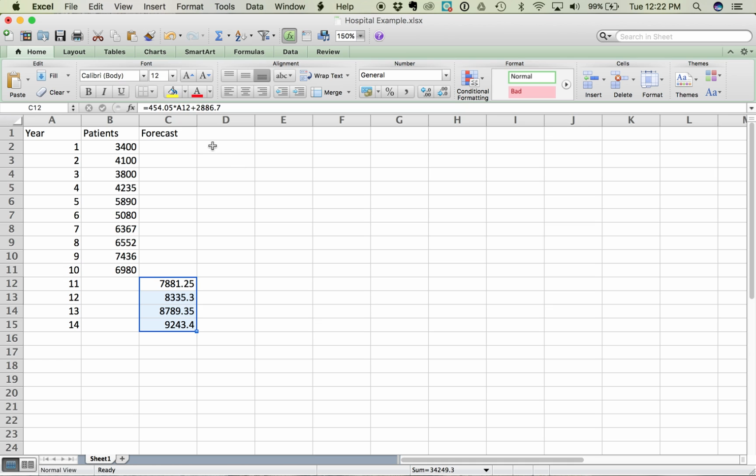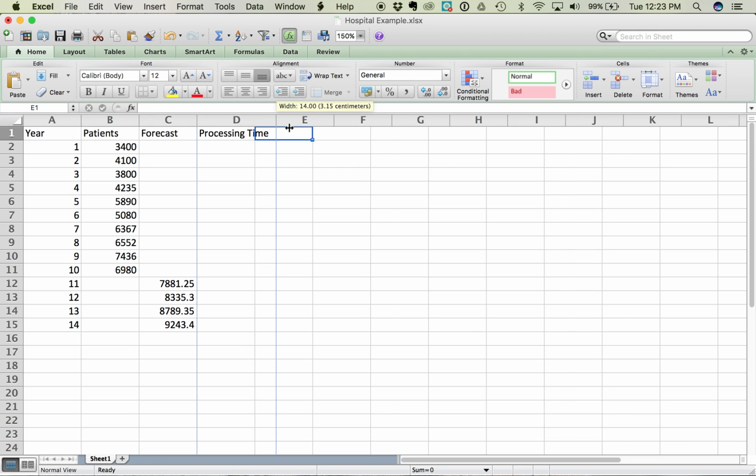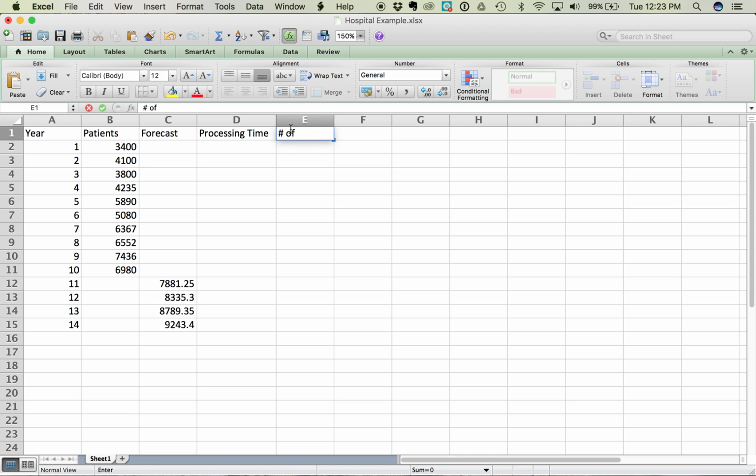The next step in the process is to take that forecasted demand and turn it into processing time. From there, for our hospital, we are looking at the number of surgical suites. Let's suppose that the average surgery is half an hour. We're forecasting that in the next year, period 11, we are going to have 7,881.25 surgeries. And each of those surgeries is going to take half an hour.